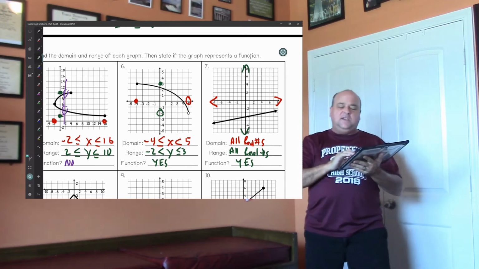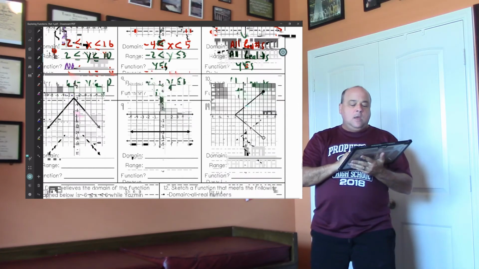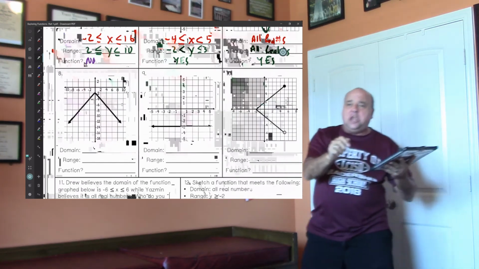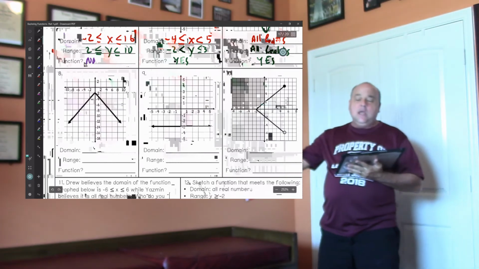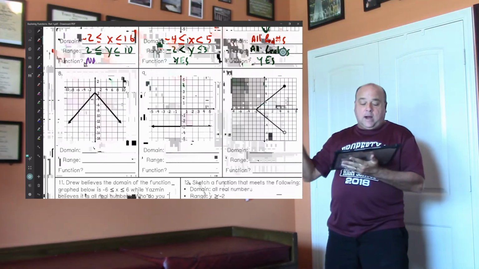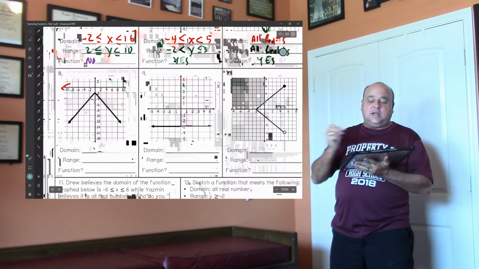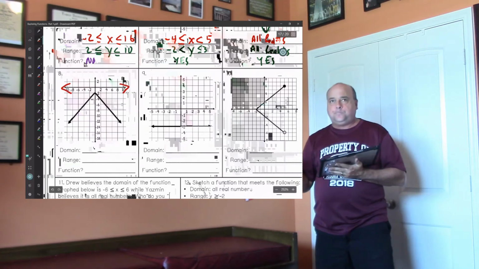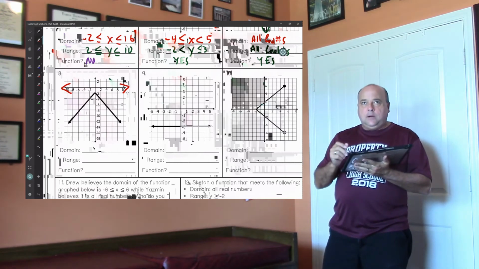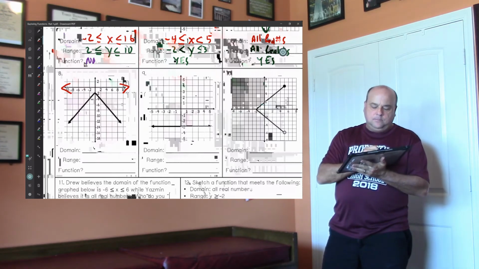Let's keep going. This is so much fun. Okay, on this one we have arrow tips. So let's get these arrow tips. Okay, the domain is going to go from left to right, and that left arrow tip will never stop going left, will it? The right arrow tip will never stop going to the right. So the domain will be all real numbers, won't it?